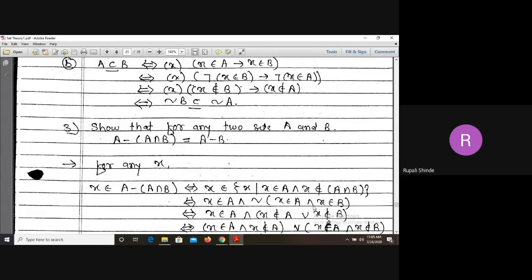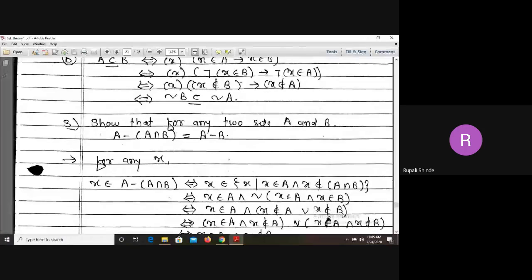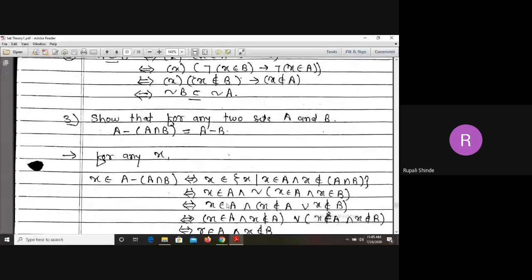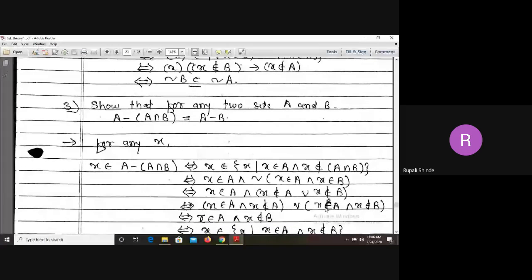Okay. So again, x belongs to A and now apply this negation over this bracket. So x does not belong to A. This and should be replaced by or x does not belong to B. Okay. So here we have to apply distributive law. So x belongs to A and x does not belong to A, or x belongs to A and x does not belong to B. So what is the meaning of this first bracket? x belongs to A and x does not belong to A. म्हणजे काय?